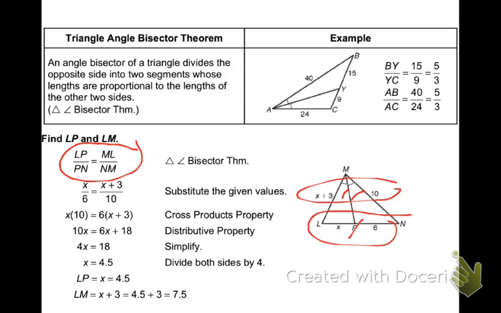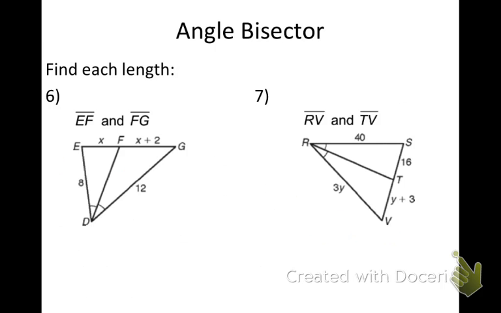You could have set up another ratio as well and done x plus 3 over x equals 10 over 6, and it would be the same. The thing to note here is if you have multiple x's, you'll have x's on both sides, and you will need to solve, so subtract x to the other side and solve it from there. Yes, Ryan, question?